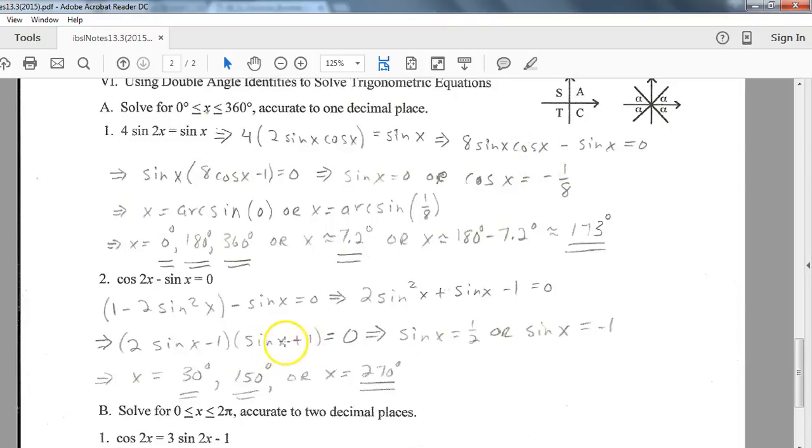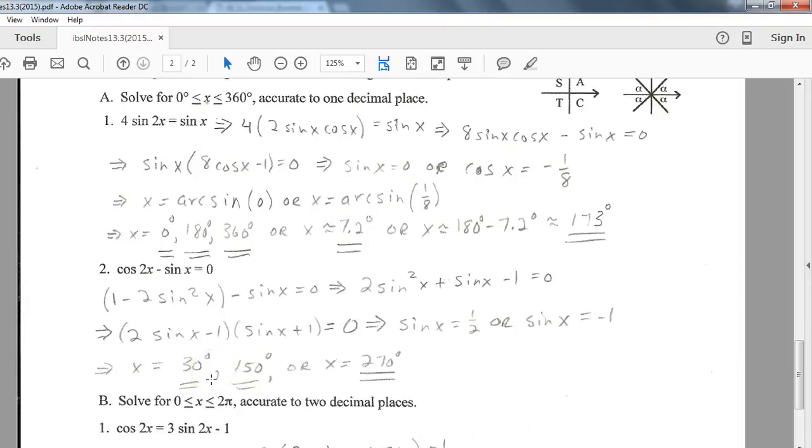The other equation, if I set this equal to 0, we're going to say the sine of what value is -1. So where would you have y coordinates of -1? Well, that means I'm going down 1. So right here at 270 would be my only answer for that. And so those are the 3 solutions for that problem.